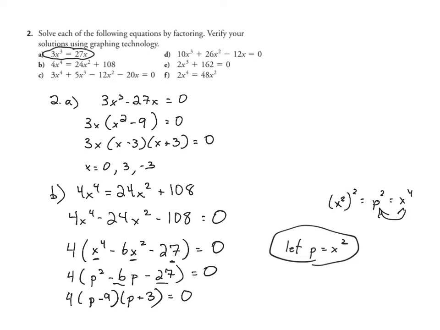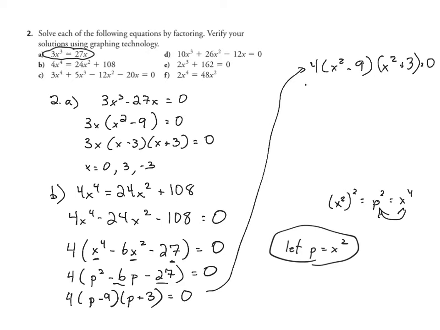All right, and now I can put my x squared back in. This is 4 times x squared minus 9, because p is x squared, times x squared plus 3 equals 0. So you got 4. X squared minus 9 is x plus 3 times x minus 3. And x squared plus 3 actually cannot be factored. And I'll show you a graphical reason why.